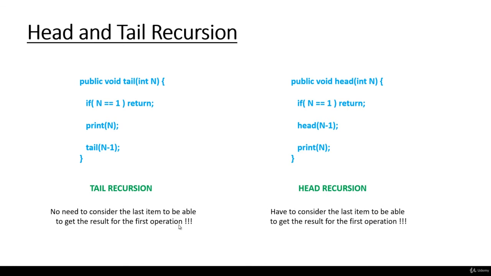We are going to talk a lot about the memory complexity of head recursion and tail recursion, and we are going to see that as far as head recursion is concerned, we have to store more items on the stack memory than with tail recursion. Anyways, in the next lecture we are going to talk about the concrete implementation of tail recursion and head recursion.